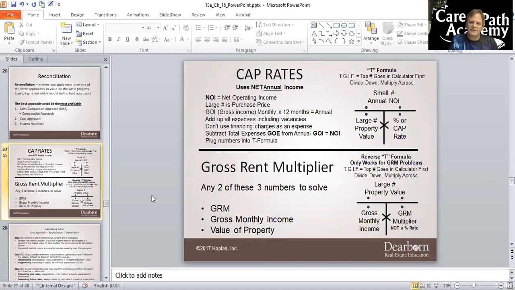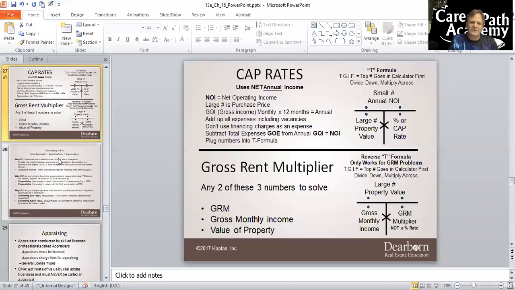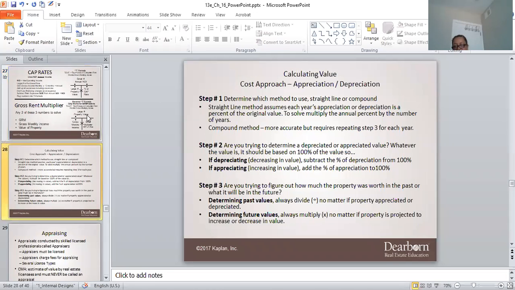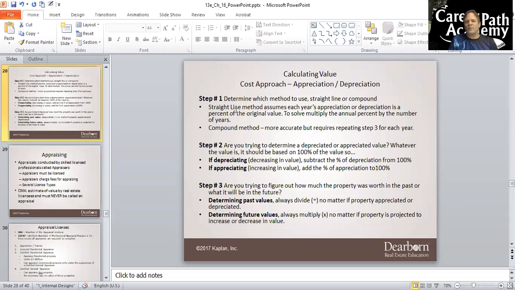All right. Okay. We got another math problem to go here. This one's harder yet. We learned about the cost approach, and I told you we'll never do this in real life. Only appraisers will do this.